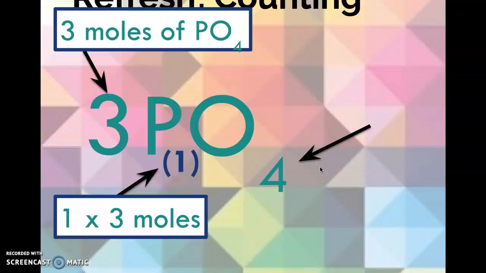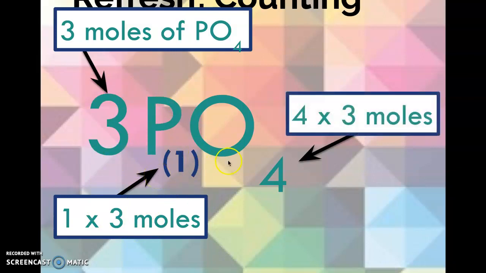So I'm just going to review that again. This formula is different from the first formula because this formula has a coefficient of 3. There are 3 moles of the entire phosphate, the entire compound. There's 3 moles of phosphorus because of this coefficient 3 multiplied by this subscript 1. And then there are 12 moles of oxygen because it has a subscript of 4 and a coefficient of 3.